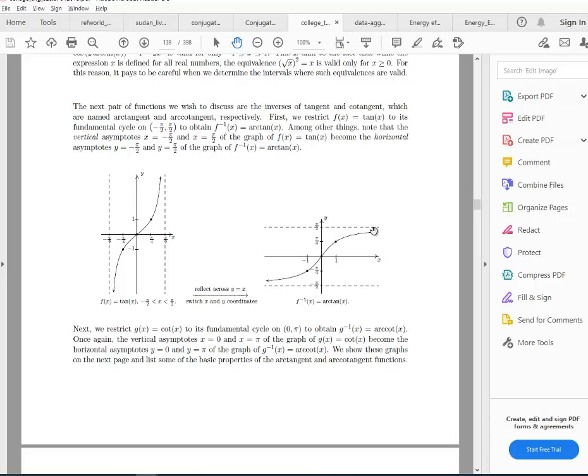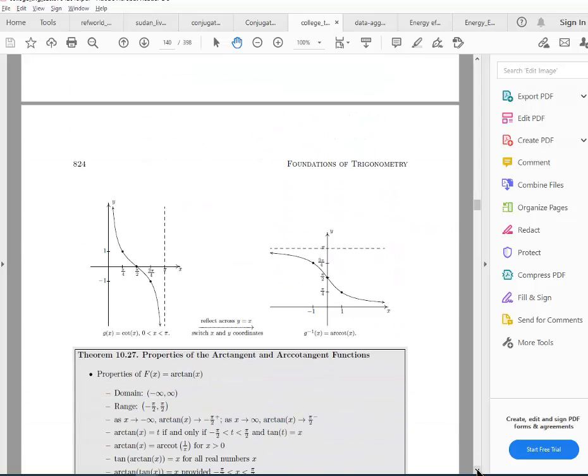So here, the domain of the arctangent is all real numbers. Here I chose the codomain to be minus pi over 2 to pi over 2. Again, I could add any multiple of pi to that codomain and get a different codomain. So you have a choice of codomains for arctangent. You also have a choice of codomains for cotangent.